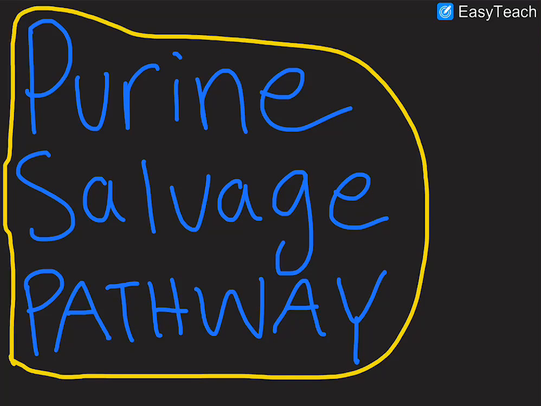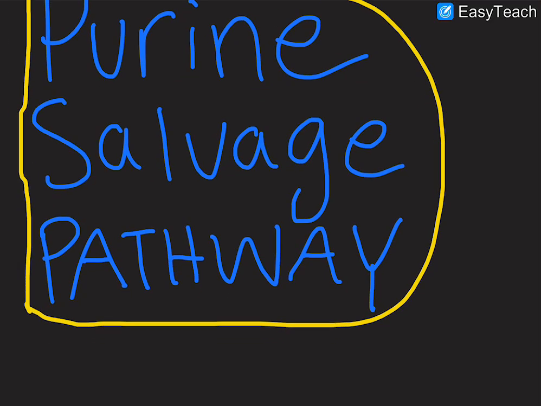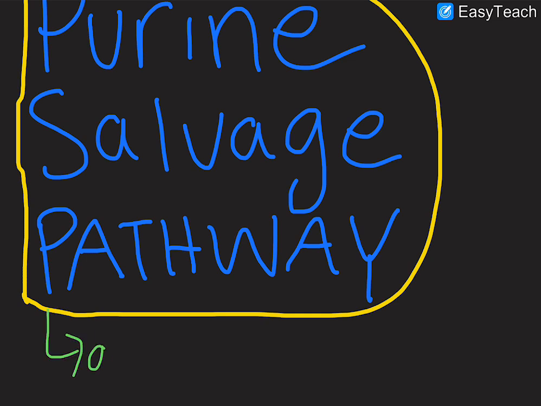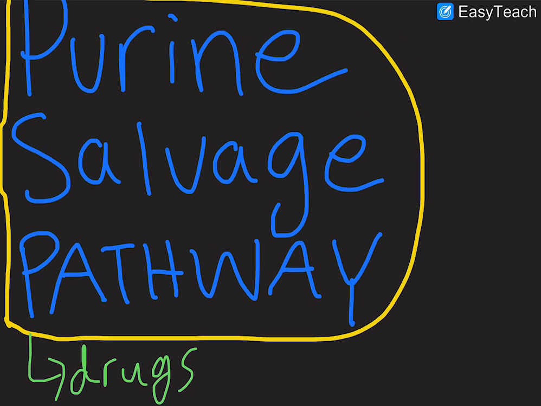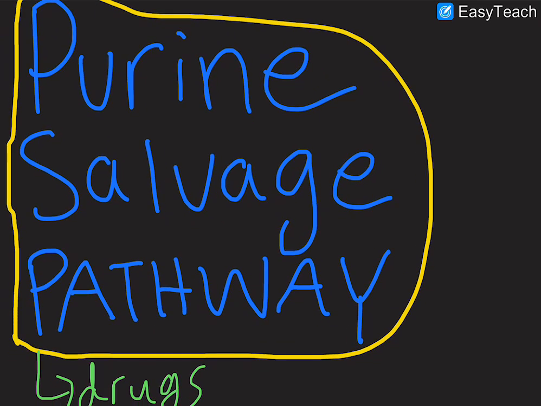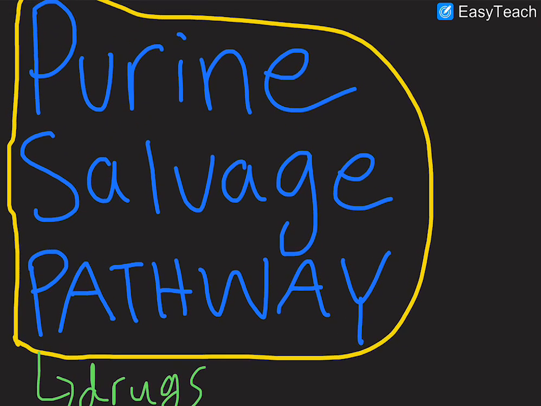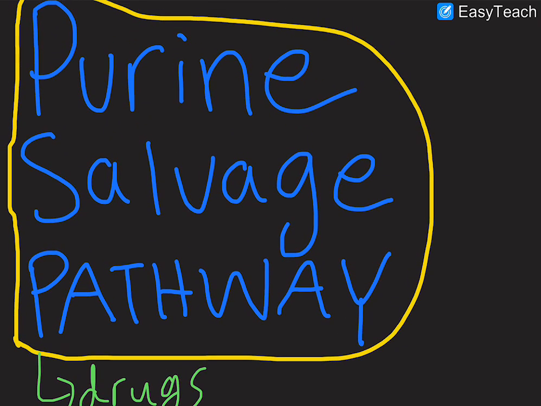Alright guys, welcome back to Underground Science, and in this video we're going to be talking about the purine salvage pathway. Specifically though, we'll be talking about the drugs involved, or the drugs that you can use for this pathway specifically. So what drugs inhibit what enzymes in this pathway. Alright, so let's go and get started.